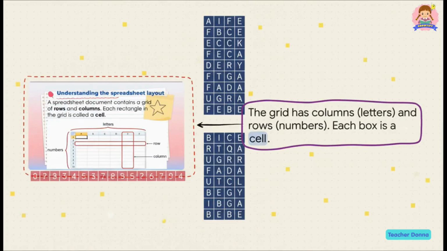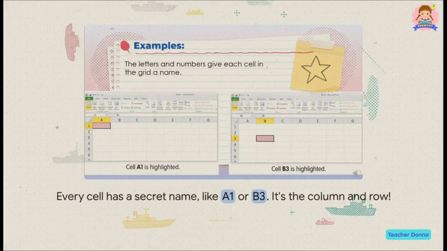Now, look at the main part of our map. It's just a giant grid, see? The parts that go up and down are called columns, and they have letters at the top. The parts that go from side to side are rows, and they have numbers. And each one of those little boxes, we call that a cell. And this is where it gets really fun. Every single one of those cells has its own secret name, kind of like in a game of Battleship. All you do is put the column letter and the row number together. So that very first box in the corner is A1. The one that's highlighted right now, that's B3. You see? B3. Pretty cool, huh?